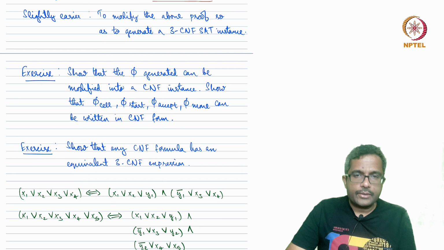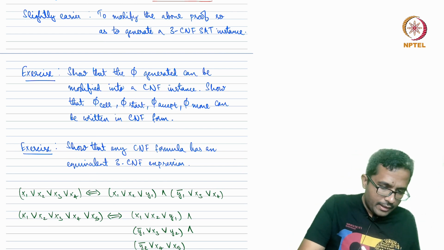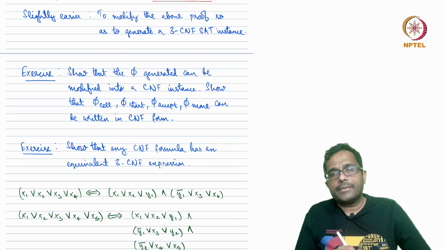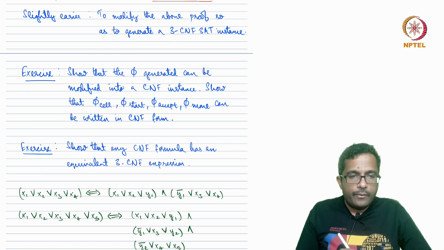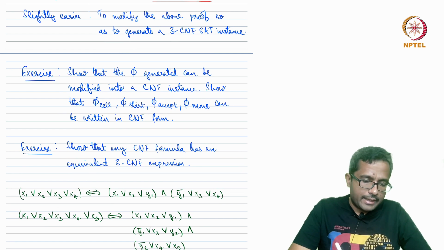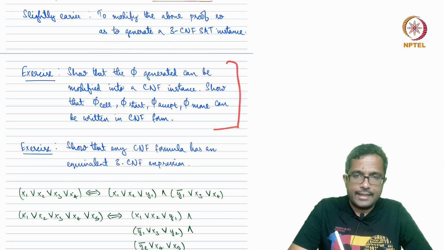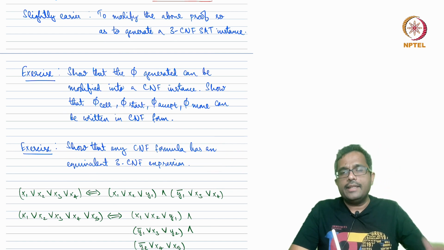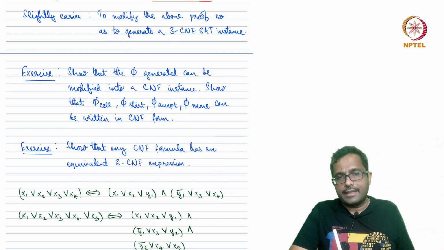And the second thing is that once we get something in CNF form, we can convert it to 3 CNF form. So that is the way. For the formula generated, we first ensure that it's in CNF, then we ensure that it is in 3 CNF. So any CNF formula can be converted to 3 CNF.